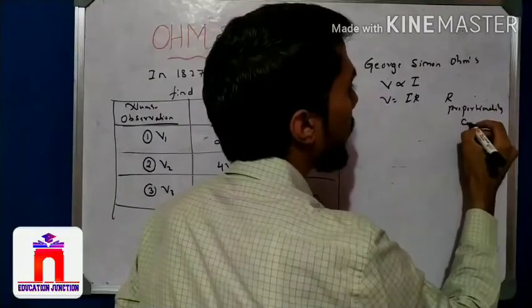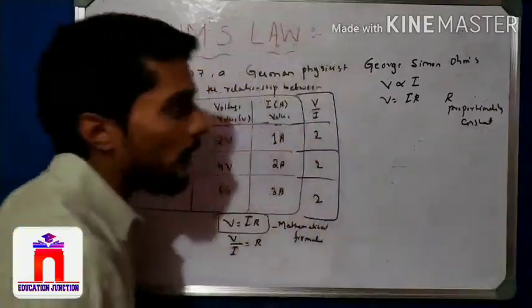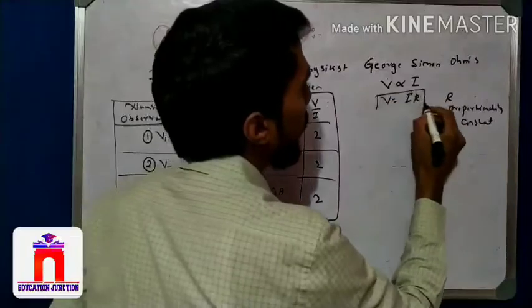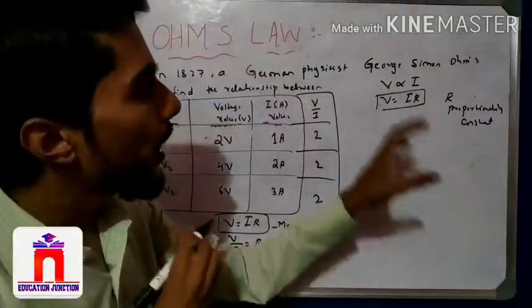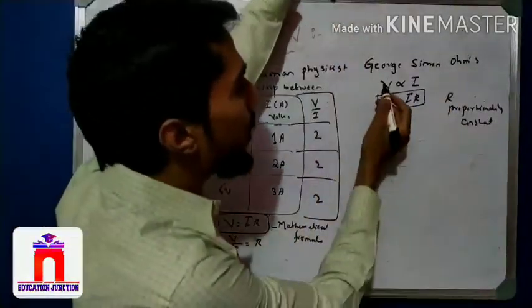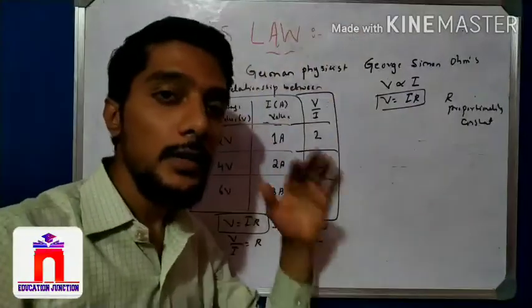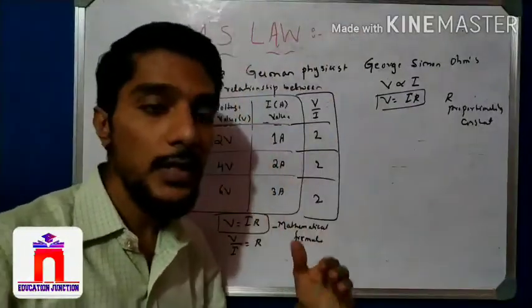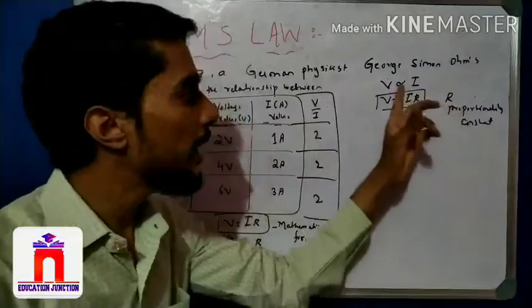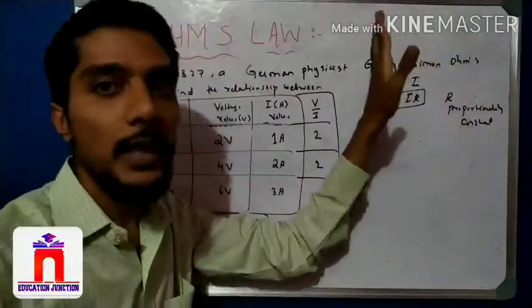Proportionality constant. Now this is Ohm's law, mathematical form. Now we can write the statement here. What is V? V is nothing but the potential difference across the ends of a metallic conductor, which is directly proportional to the current in the circuit.